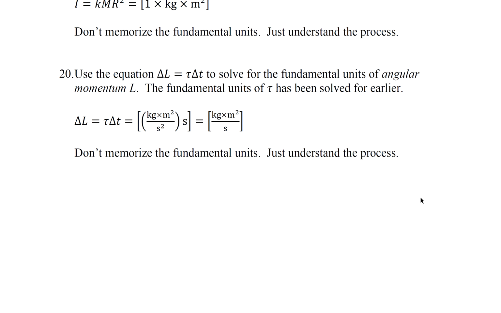Question 20. Use the equation delta L equals tau delta t to solve for the fundamental units of angular momentum L. The fundamental units of tau have been solved for earlier. So we plug in the variables, and this is the answer we get: kilograms meters squared over second.